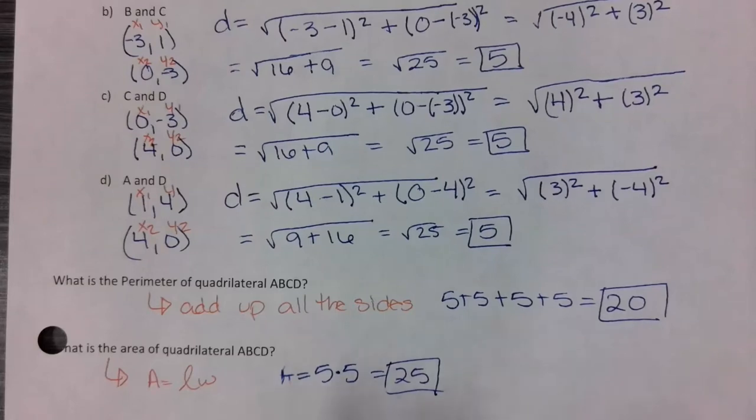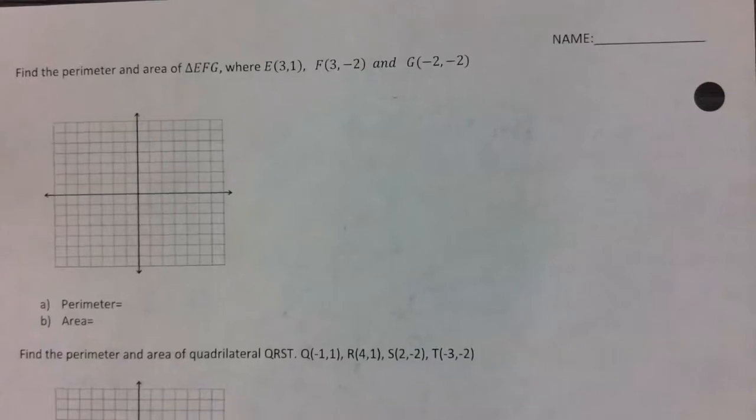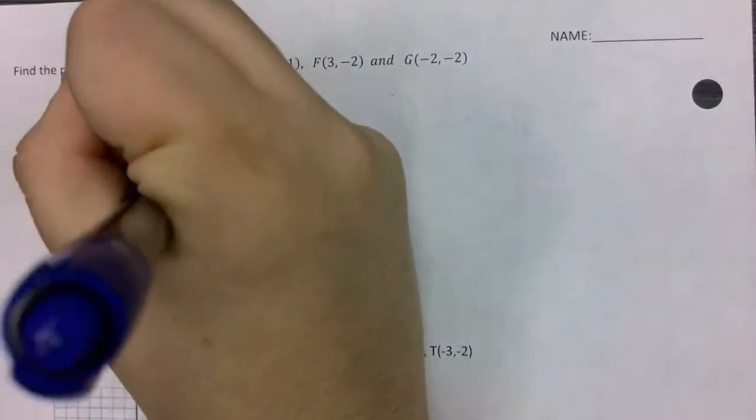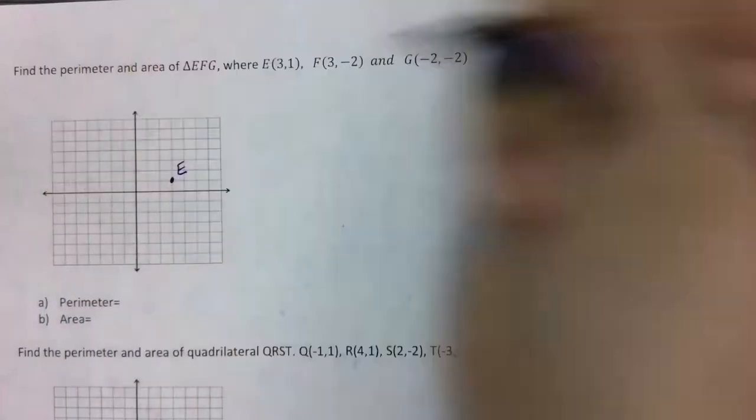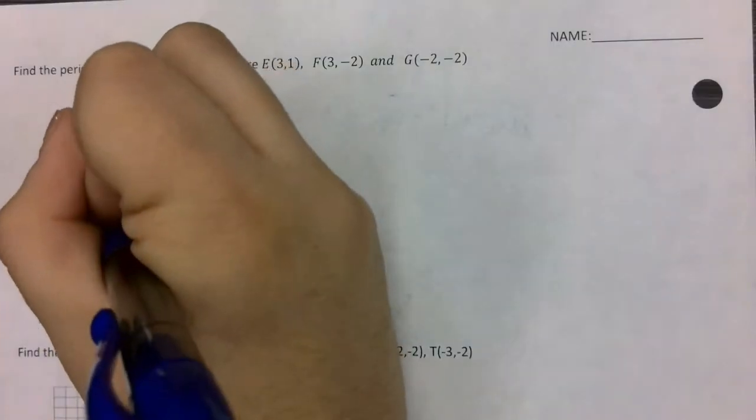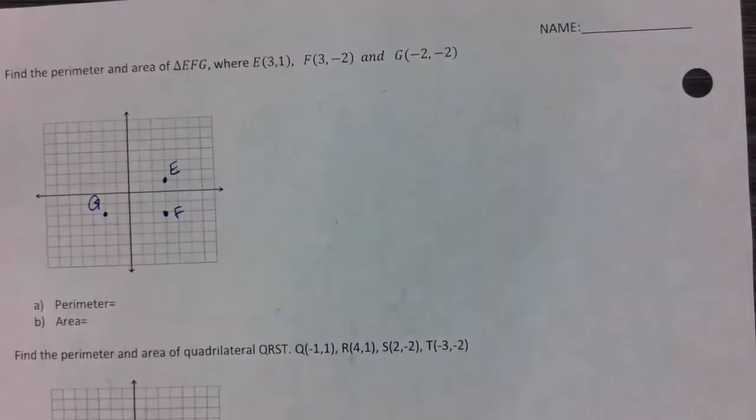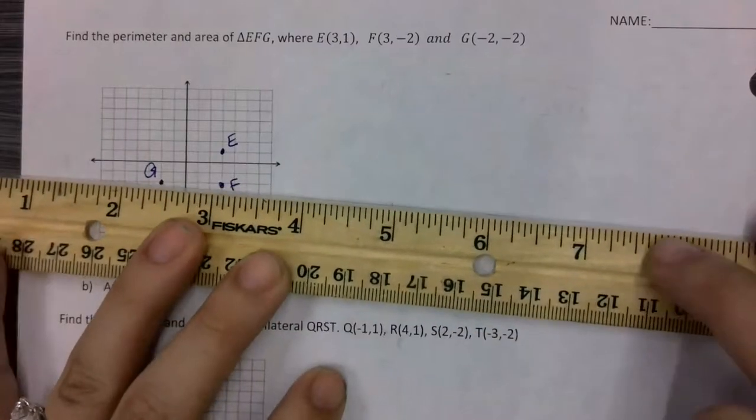Okay, can I move on to the back? Okay. So this one wants me to find the perimeter and area of a triangle, so it'll be a little bit easier. (3, 1). So I want to start off by plotting my 3 points.